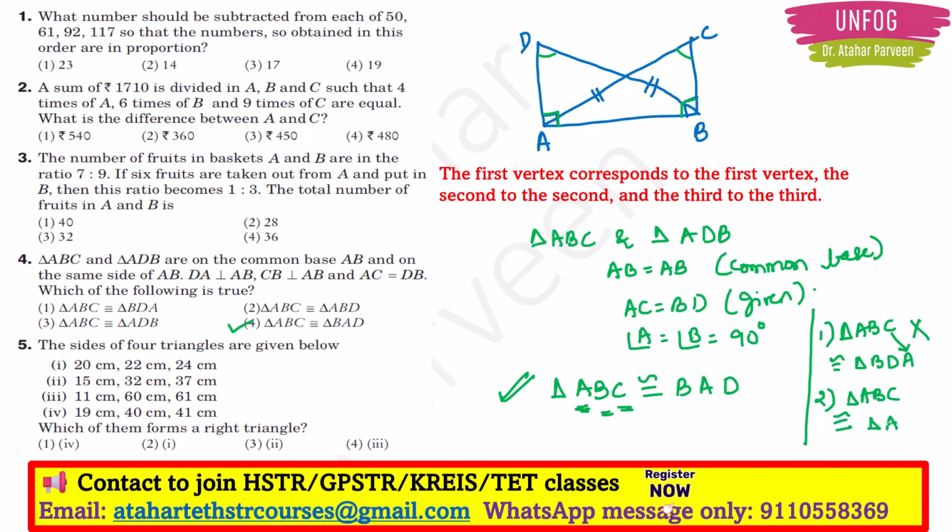Take triangle ABD as per the option. Again, A is not corresponding to A, right? A is corresponding to B of the next triangle. B is corresponding to A of the next triangle. So that's why option 2 is also wrong. Right. So this way you have to understand that when we talk about congruency, that particular vertex corresponds to that particular vertex of the other triangle.